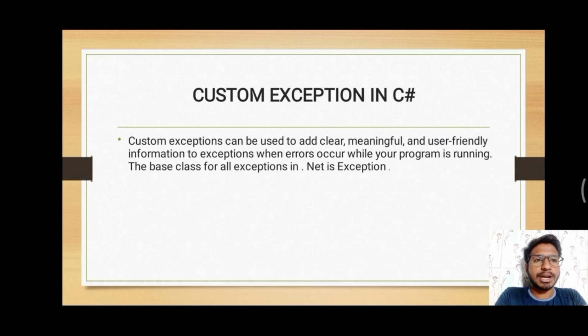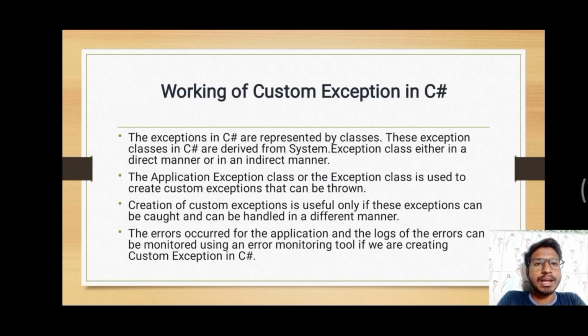So in C#, we have tons of exceptions in the library, but we still need custom exceptions because they add clear, meaningful and user-friendly information to an exception when an error occurs while your program is running. The base class for all exceptions in .NET is Exception. Exception is nothing but a class. It is derived from the System.Exception class, either directly or indirectly.